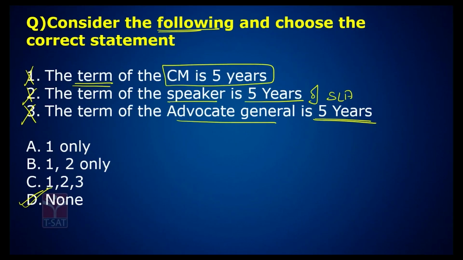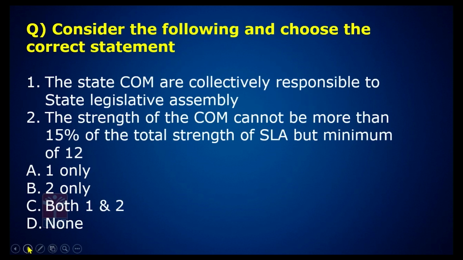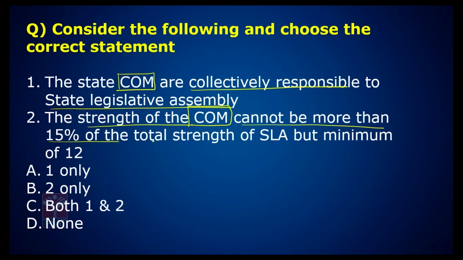Very, very important. These types of questions will appear in the exam. Let's go to the next question. Consider the following and choose the correct statement. The State Council of Ministers is collectively responsible to the State Legislative Assembly. The strength of the Council of Ministers cannot be more than 15% of the total strength of the Assembly, but minimum 12. You know what? Both the statements are correct.